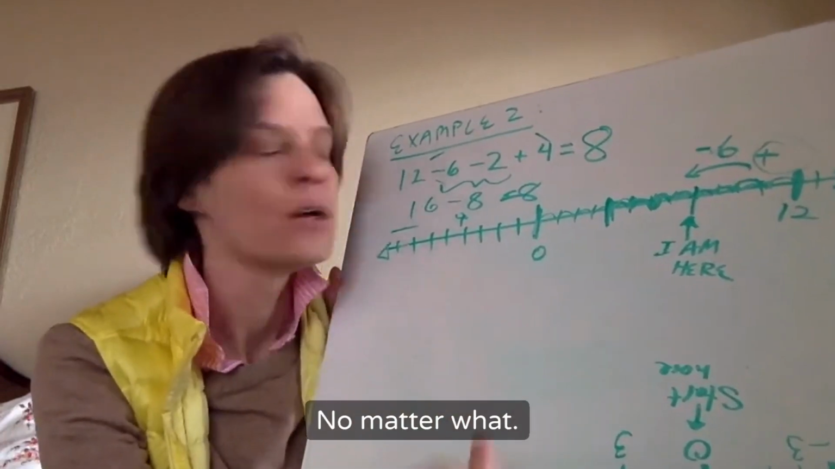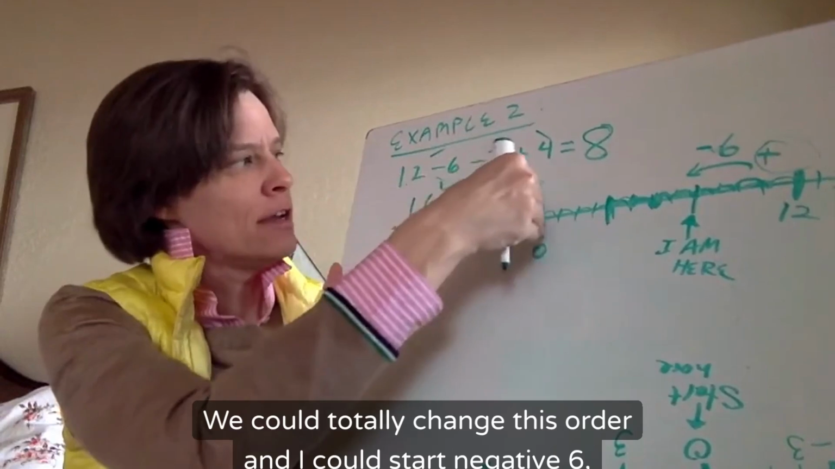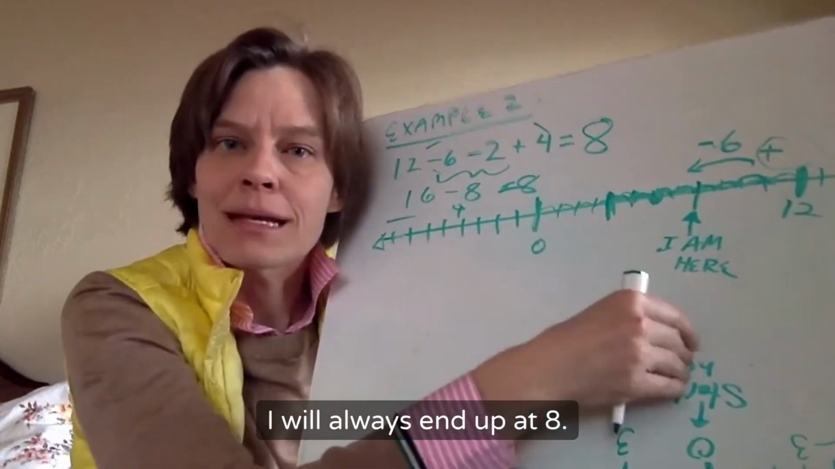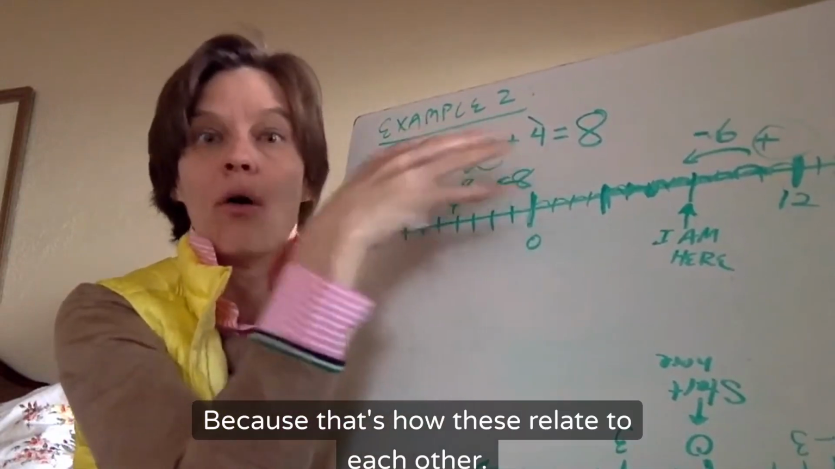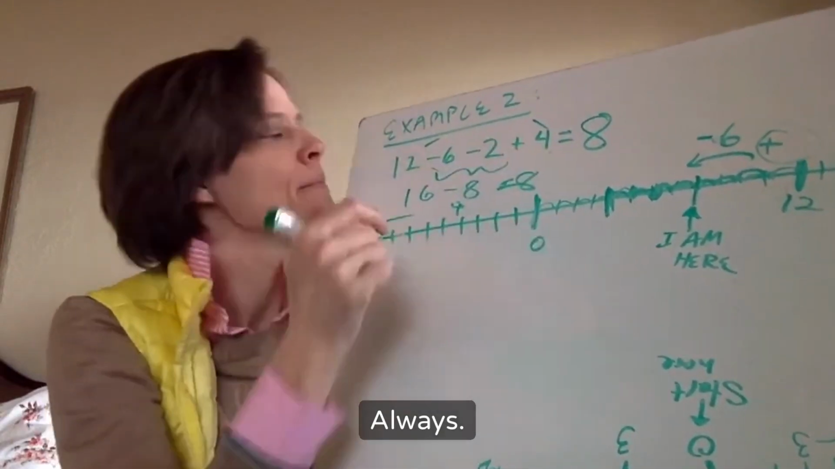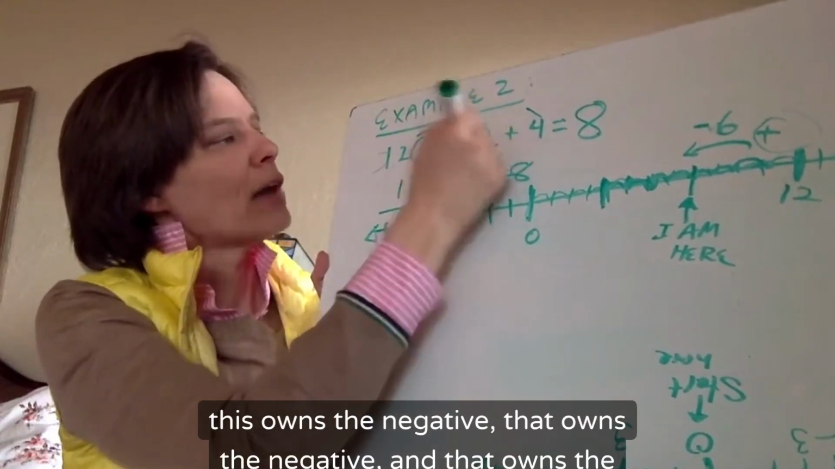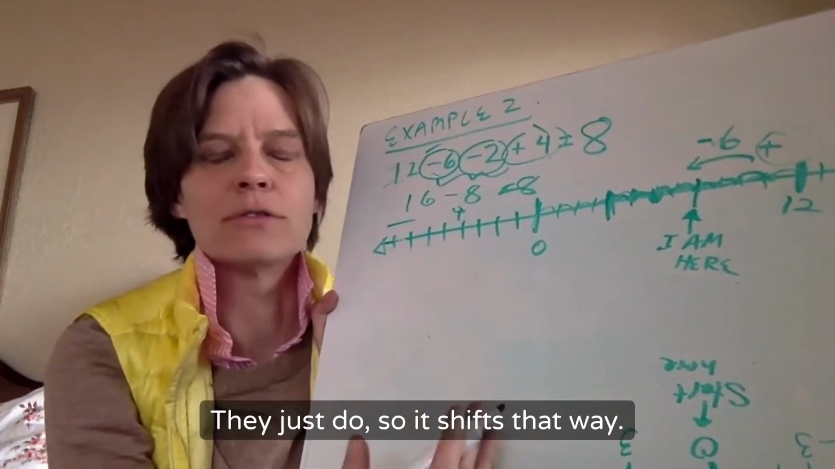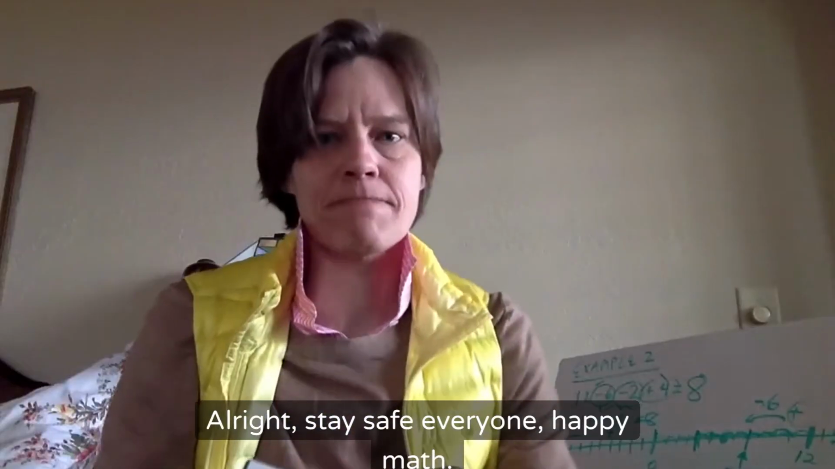We could totally change this order and I could start -6, -2, and then back. I will always end up at 8. Always. Because that's how these relate to each other. Because this owns the phantom plus, this owns the negative, that owns the negative, and that owns the positive. Okay? They just do, so it shifts that way. All right, shoot, I'm at 10 minutes. All right. Stay safe, everyone.